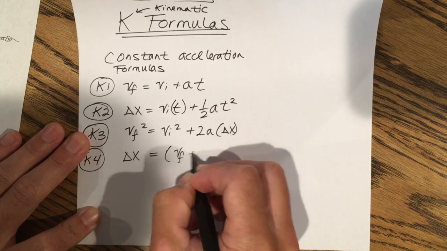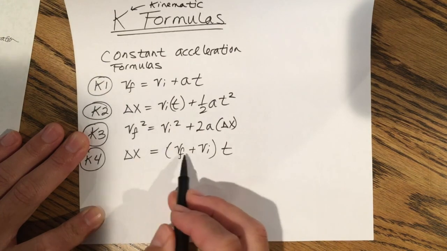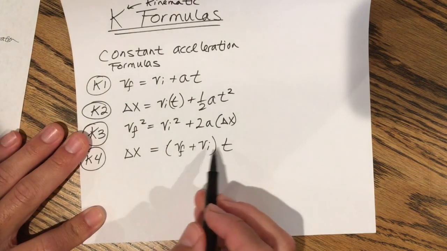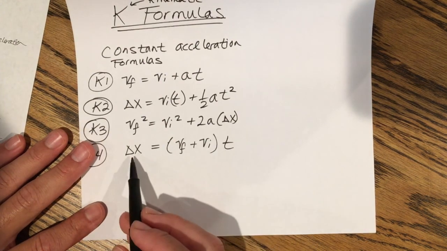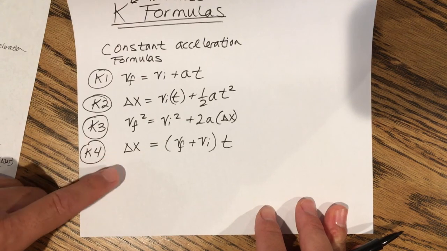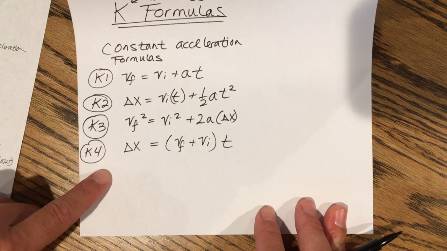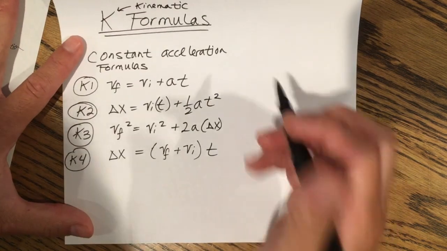It's an average velocity kind of deal, right? You're going to take your two velocities and add them up, and then multiply by time, and that's going to give you delta x. So it's useful to know this one because it's not given to you on the AP test, but it is useful because sometimes it comes in handy. All right.